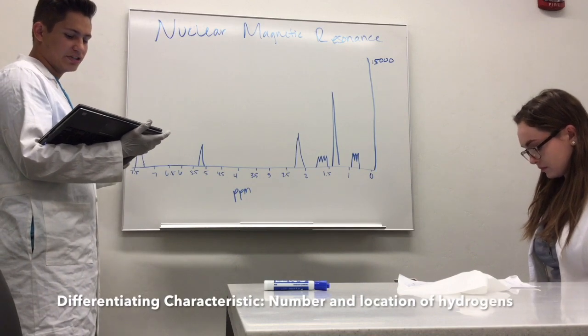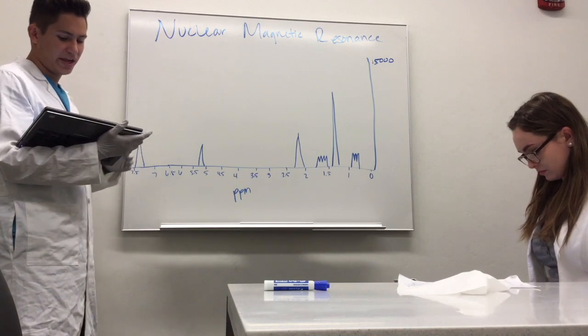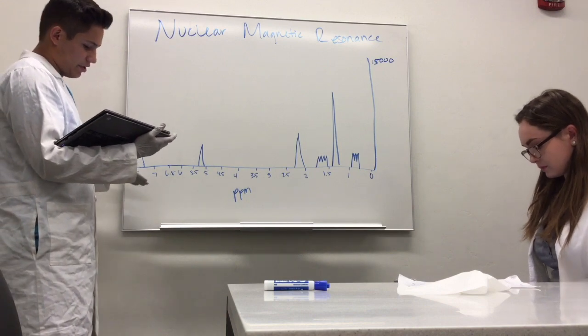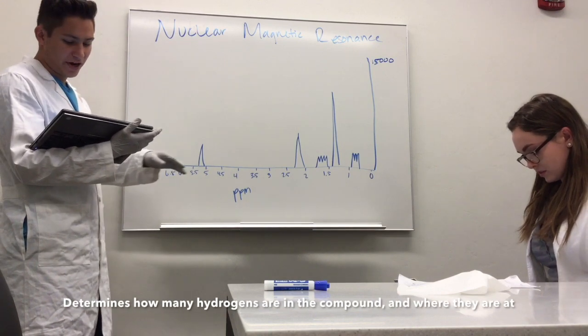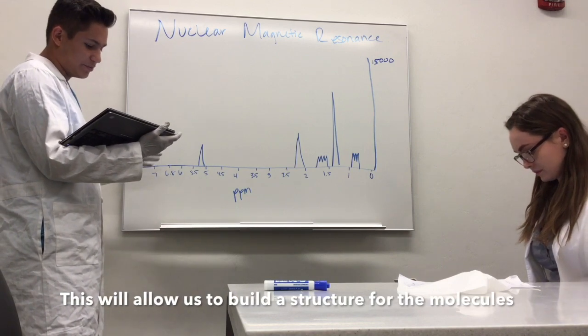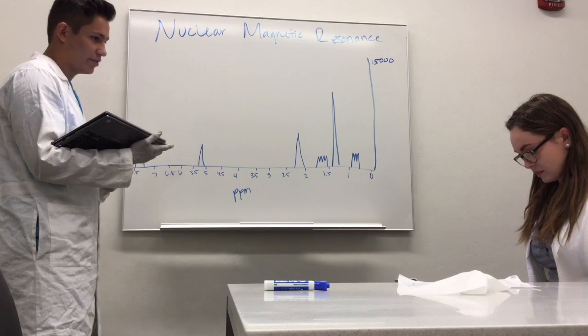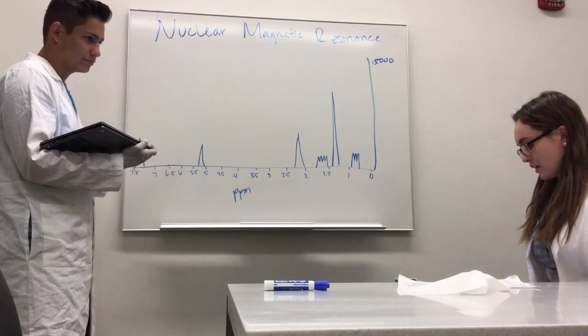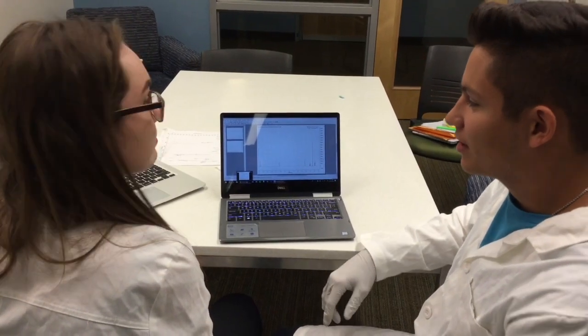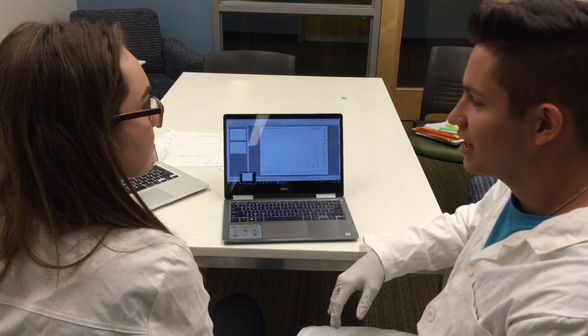The differentiating characteristic used in NMR is the number and location of hydrogen atoms in each compound. The spectrum given by NMR reports how many different chemical environments hydrogen atoms exist in each compound and the ratio between the number of hydrogens in each environment. So all of that must be shown by the integration, splitting, and chemical shifts of those peaks, right? Correct.